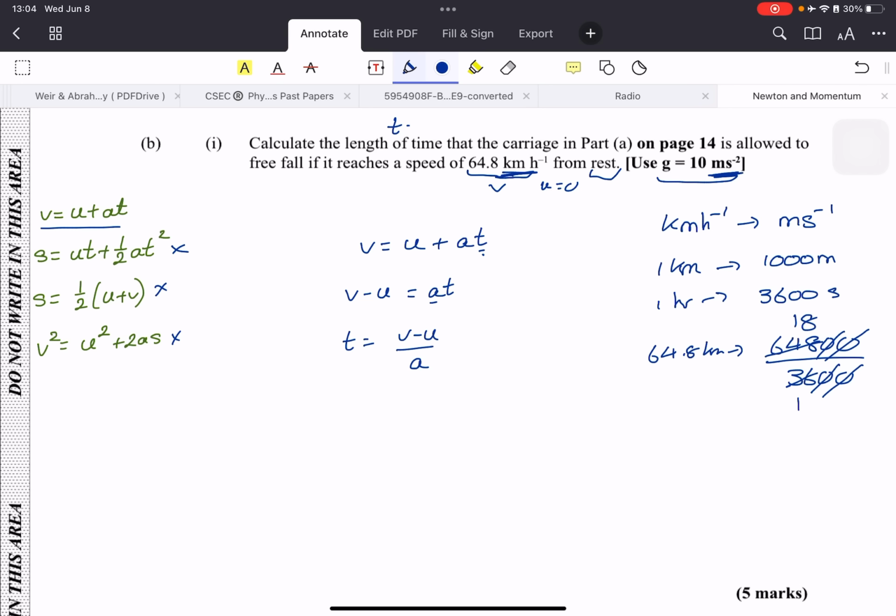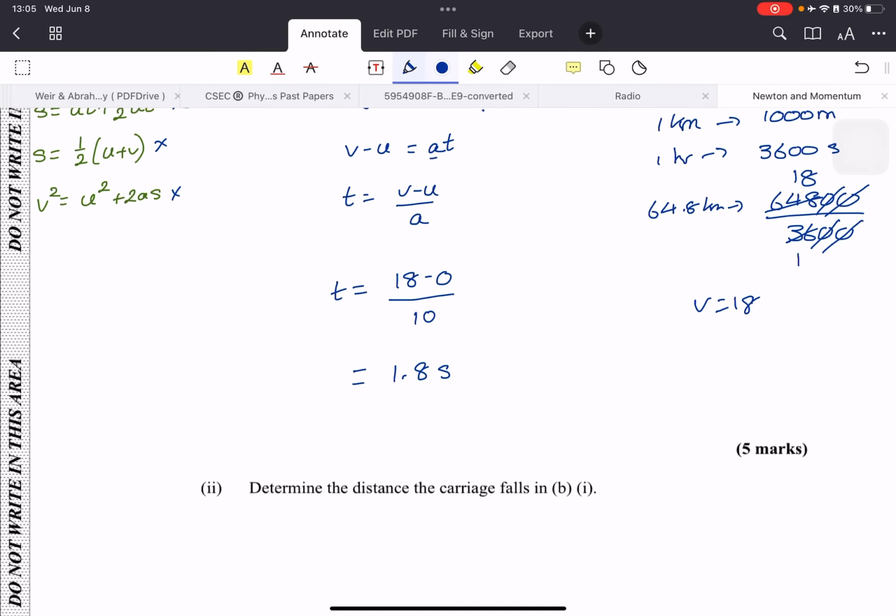Let me just check that for you. Divided by 36. Yes, 18 times, right? So therefore, our final velocity v is actually 18. So t will be equal to 18 minus 0 all over, and acceleration is 10. So t is 1.8 seconds.